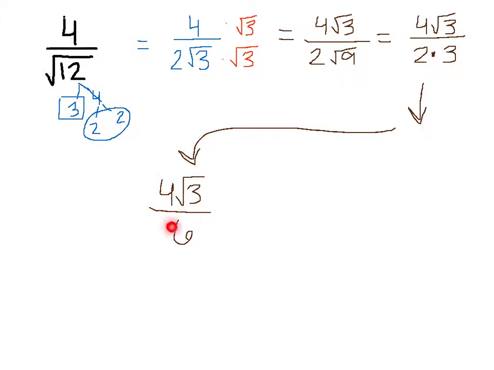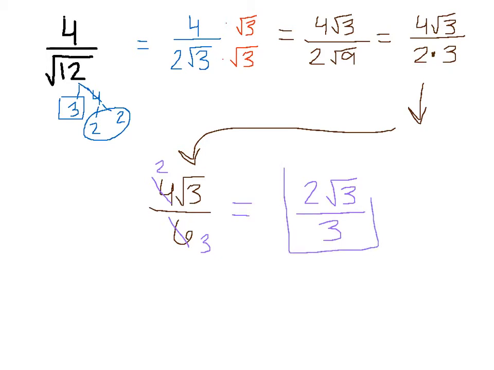Here I have a 4 and here I have a 6. So I got to simplify that by dividing the top and bottom by 2. That leaves me with a 2 here and a 3 down here. So my final answer is going to be 2 square root 3 all over 3. It's simplified and there's no radical in the denominator. Those are the criteria we're looking for.